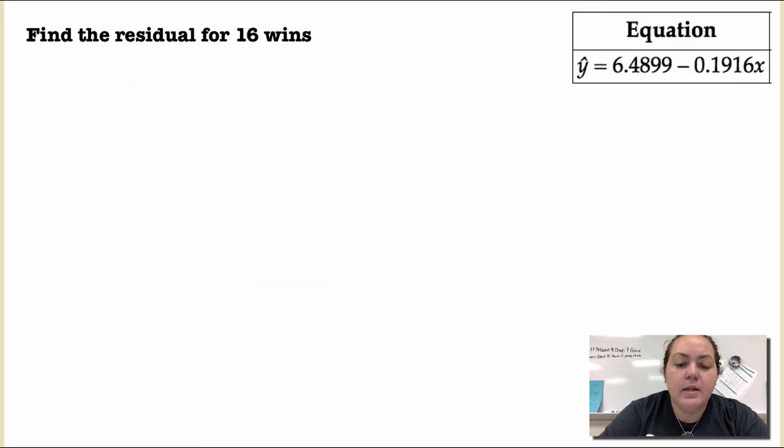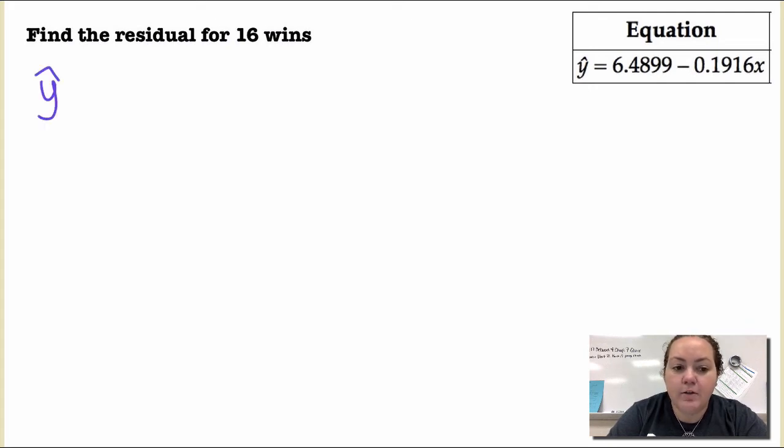All right, we're going to try this again. Same setup, this time for 16 wins. I'm going to take 16, plug it into the equation, get the predicted y value, subtract that from the actual y value, and get my residual. So pause and see if you can do this on your own.